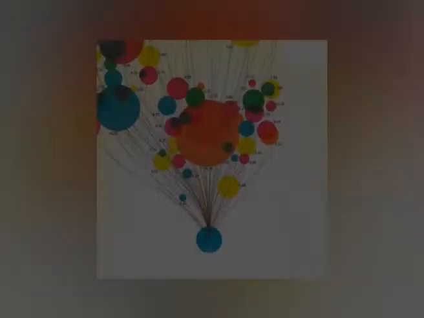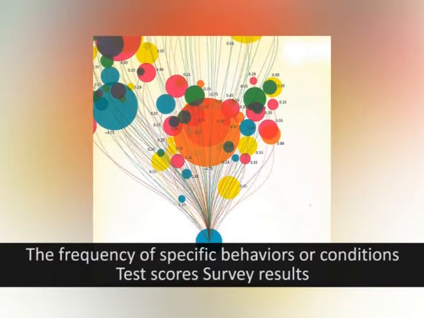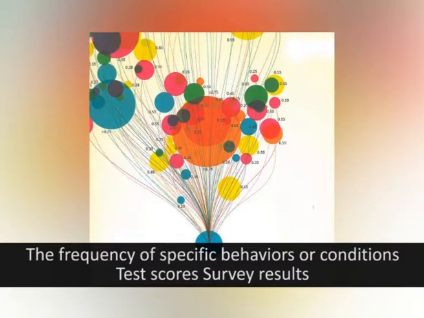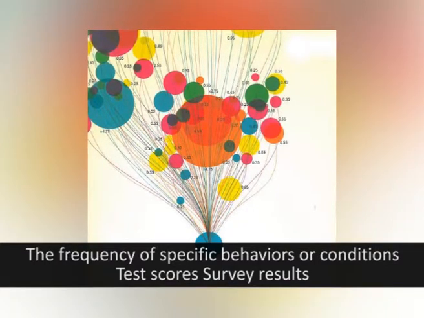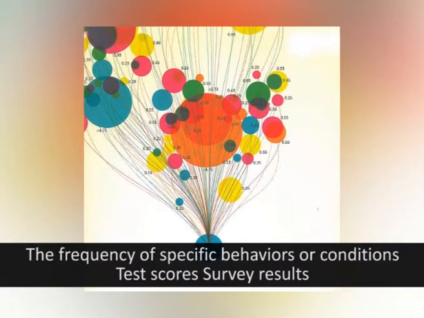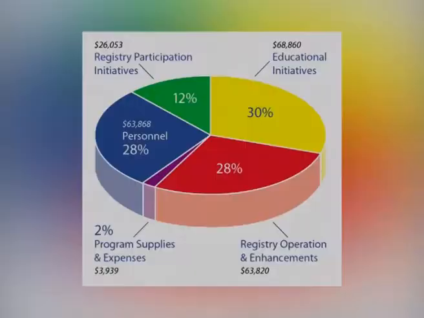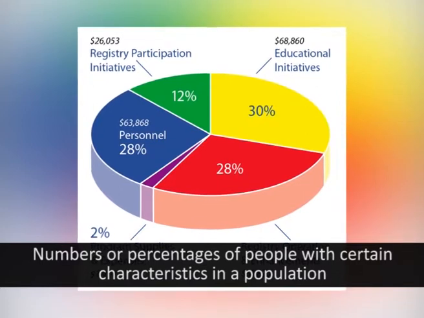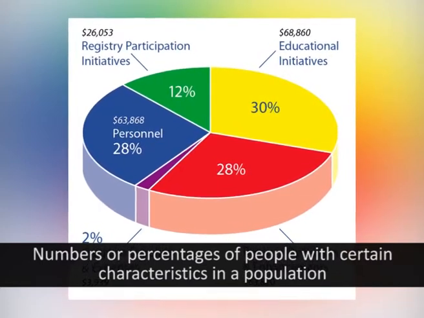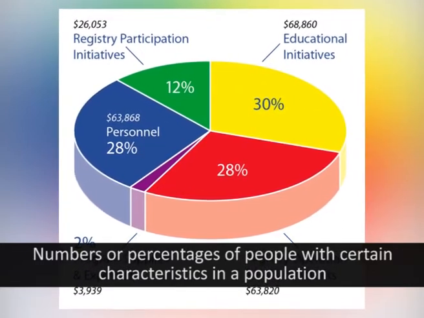Quantitative data: the frequency, rate, duration of specific behaviors or conditions; test scores, for example, scores or levels of knowledge, skill, etc.; survey results, for example, reported behavior or outcomes to environmental conditions, ratings of satisfaction, stress, etc.; numbers or percentages of people with certain characteristics in a population, diagnosed with diabetes, unemployed, Spanish speaking, under age 14, grade of school completed, etc.